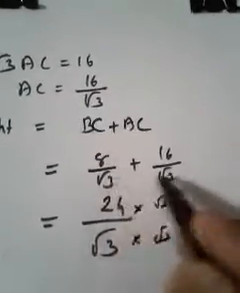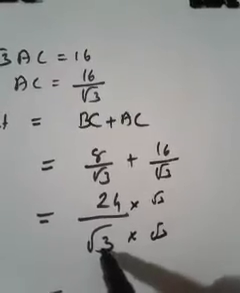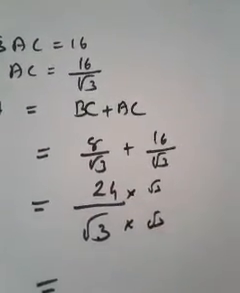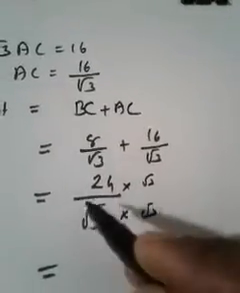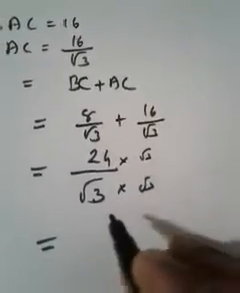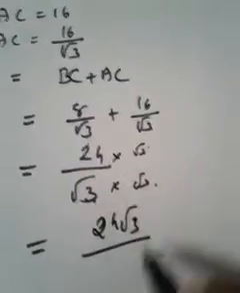You may understand the addition of rational numbers with the same denominator. Since the denominator is the same, just write the denominator as it is and add the numerators. That was the method I used. And just multiply both numerator and denominator with the denominator, because it is an irrational number. So the answer will be 24 into root 3, which is 24 root 3, and root 3 into root 3 will be 3.